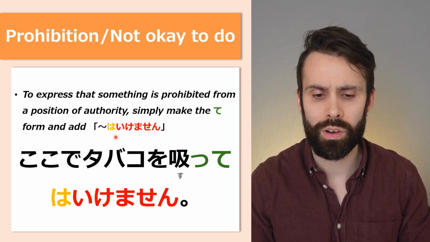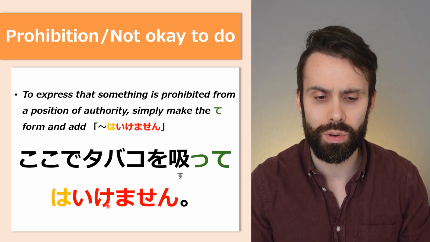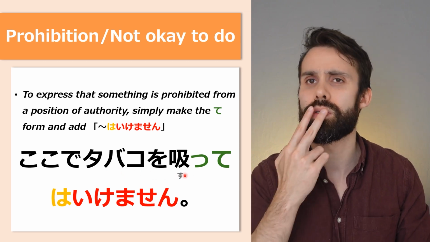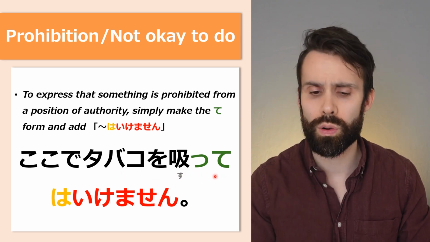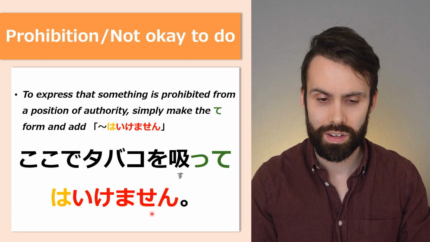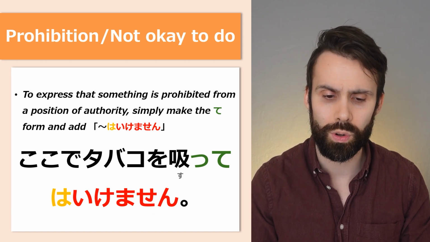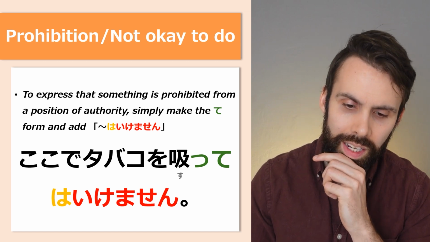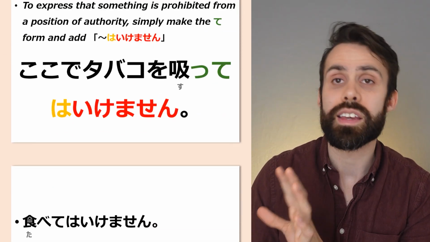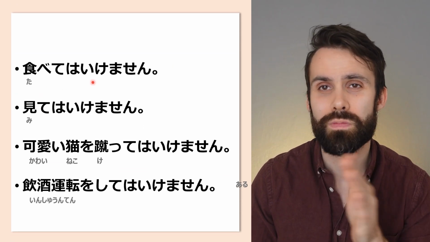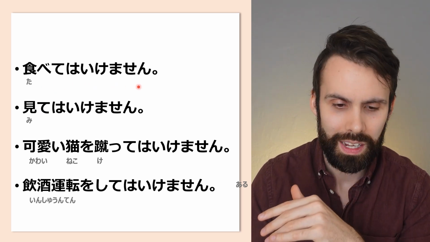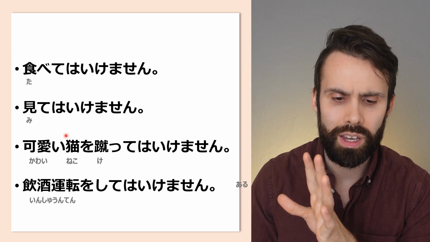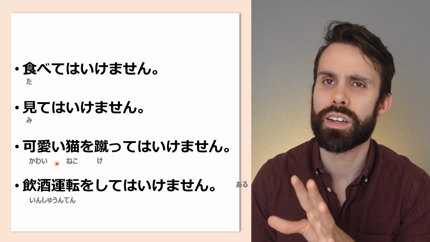ここでタバコを吸ってはいけません. So here, ここでタバコを吸って, 吸う to smoke, 吸ってはいけません. So you can't smoke here. ここでタバコを吸ってはいけません. And you can further say 食べてはいけません, so you can't eat. 見てはいけません, you can't look. 可愛い猫を蹴ってはいけません. You can't kick cute cats.